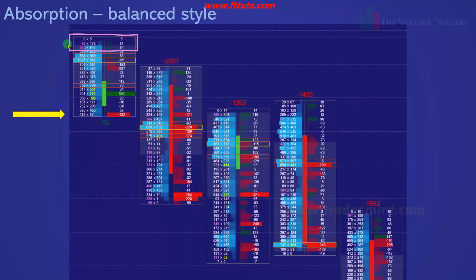And that happened here. Yeah, minus 432 negative delta. Huge difference between sellers and buyers. So the buyers definitely gave up. This difference is amazing. Yeah, 519 sell contracts against just 87. So here is our point of interest to join the market.